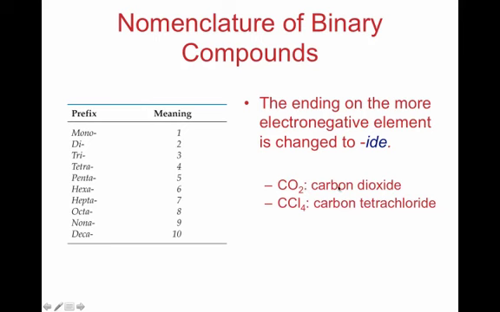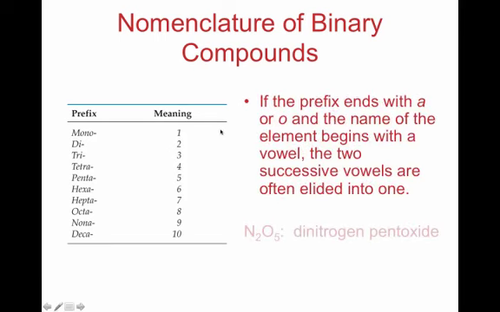carbon dioxide. Carbon is the first element, oxide is the second, and we have two of the oxygen. Second example is carbon. We have one carbon, so we do not put the mono. Chlorine becomes chloride, and we have four of them. Four of them corresponds to tetra. Quite simple, the nomenclature of binary compounds.